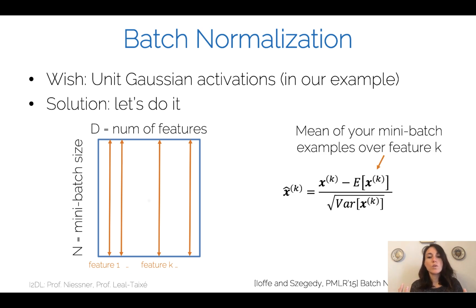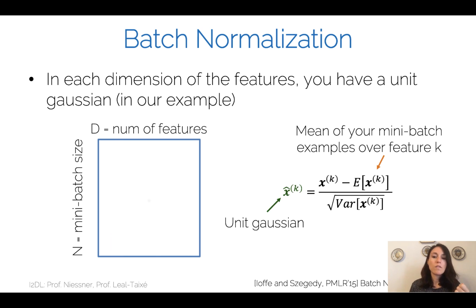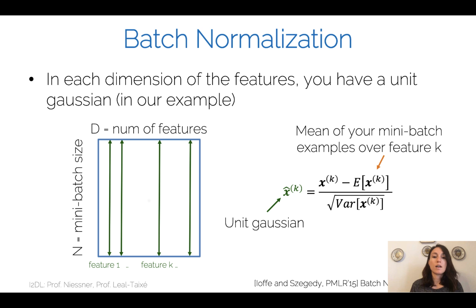And so what I'm going to do is essentially apply a forced normalization on these features. I'm going to take the mean of the mini batch over feature k, hence these columns here. This is the mean of feature k, and I'm going to normalize this vector. So what I'm going to enforce is that in each of the dimensions of the features, you actually have a unit Gaussian. I had a unit Gaussian at the input, and I want to have a unit Gaussian as output.